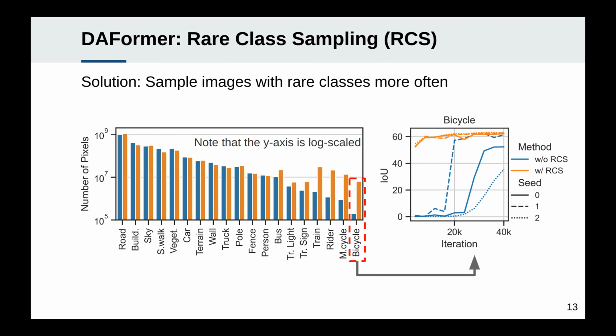And that is not very nice because you don't want to rely on randomness in the training. In order to compensate for that, we added the rare class sampling, where we sample images with rare classes from the source domain more often than the ones with the common classes. So this heavily increases the number of pixels for these rare classes during our data sampling. And over different random seeds for the data sampling, this heavily increases the stability, but also the performance for these rare classes.